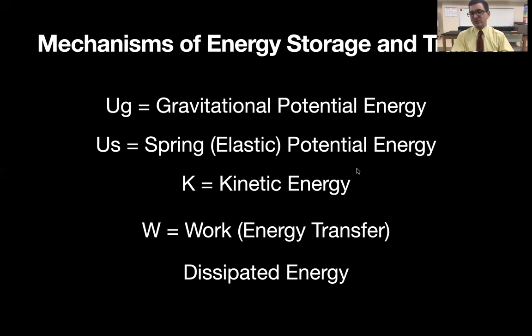We have kinetic energy, which is the energy of something that is moving. We have work, which we're going to talk about later in this unit, which is energy transfer. And then we have dissipated energy, which usually falls under the category of work, but it's just energy that is spread out to the surroundings, usually in the form of heat and light, and is therefore not recoverable to our system. So once it's dissipated, we can't really get it back.